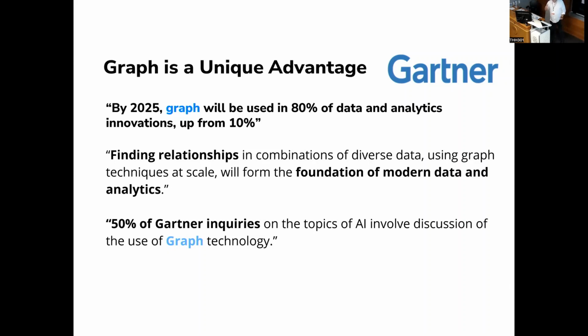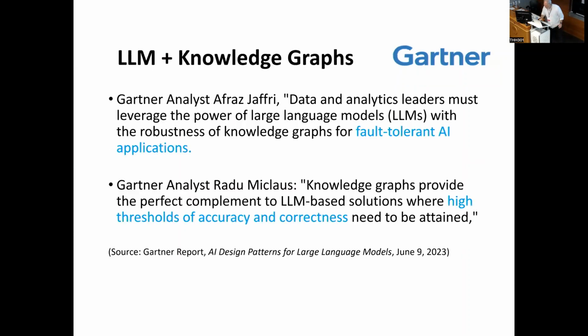Business. So, according to Gartner, but Gartner is probably wrong here, by 2025, 80% of all data analytics will use graphs almost everywhere. And finding relationships between elements is super important in your data. When you look at the questions that Gartner gets, about 50% of them involve AI and knowledge graphs. And Gartner also gets a lot of questions about the use of graph databases and knowledge graphs, and how you should combine them with LLMs. Everyone here is using LLMs, of course.